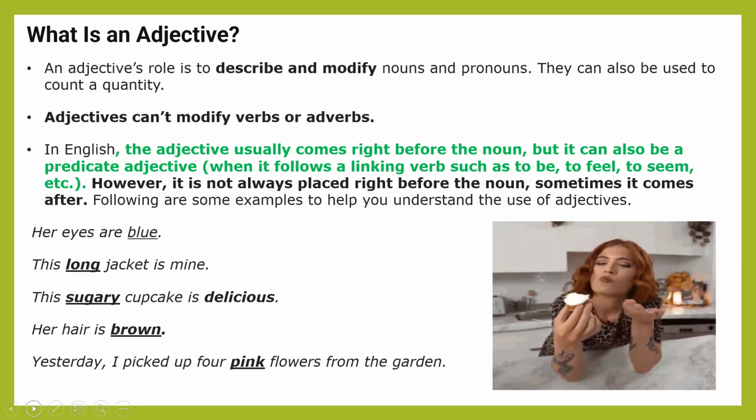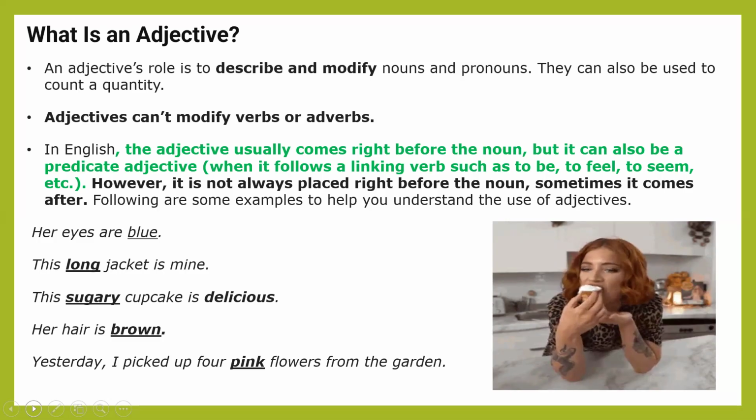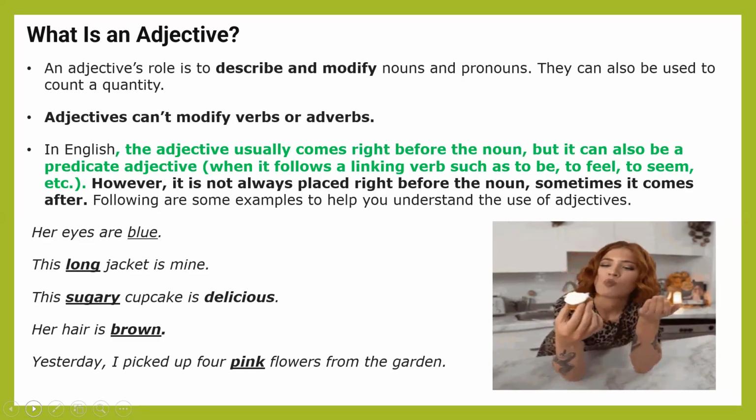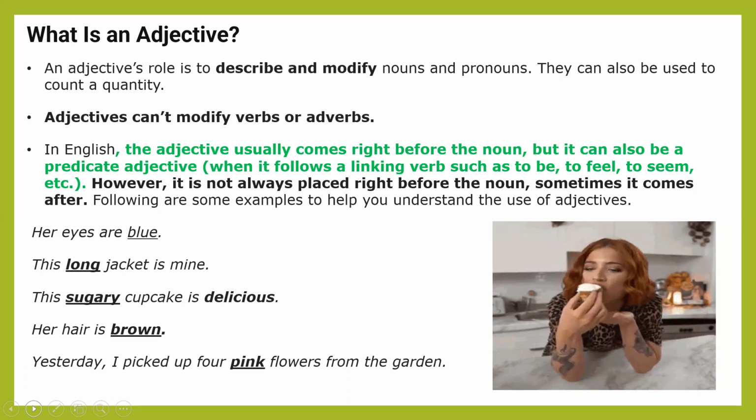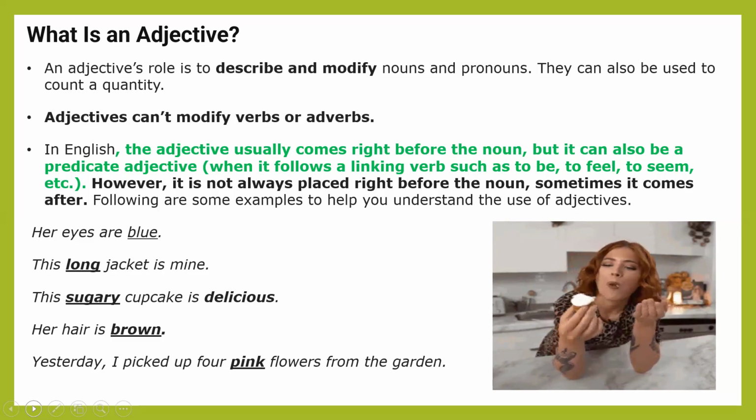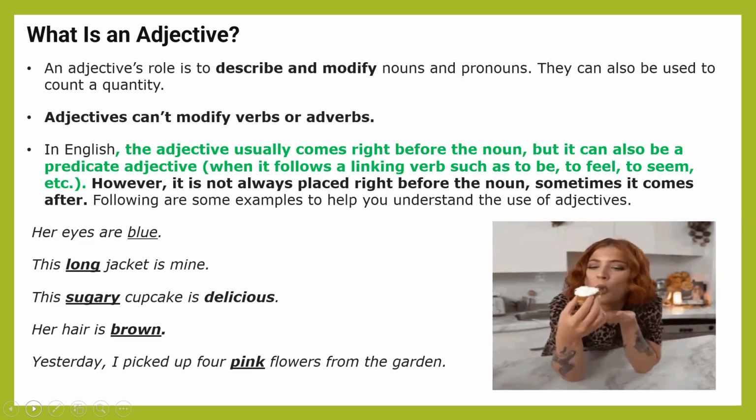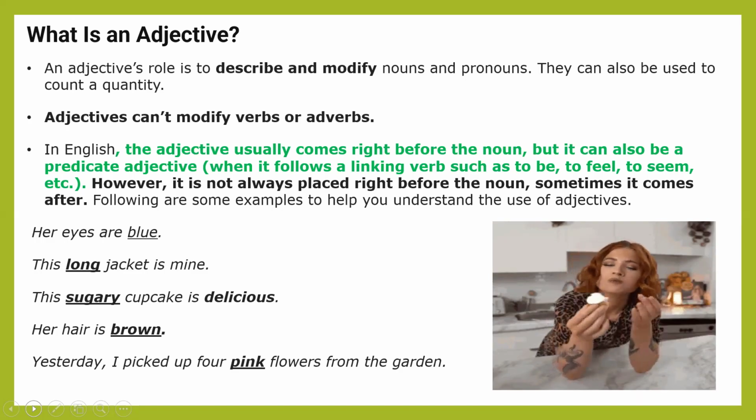So delicious, which is coming after the linking verb is, is also an adjective. So sugary and delicious are both adjectives in this sentence. Her hair is brown. In this case, is is the linking verb and brown is an adjective describing hair, which is a noun.